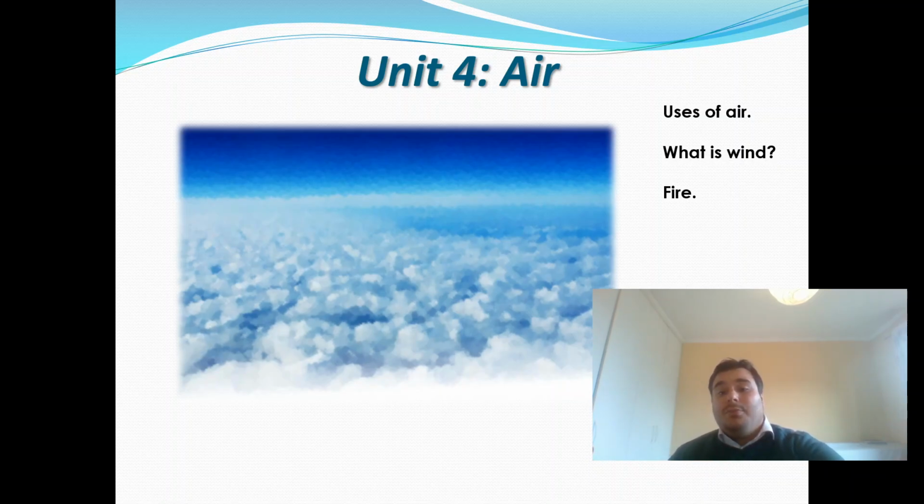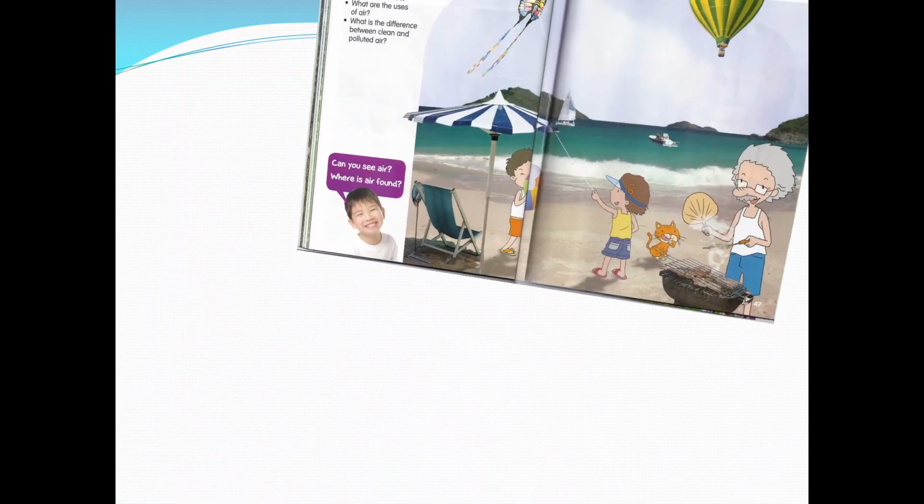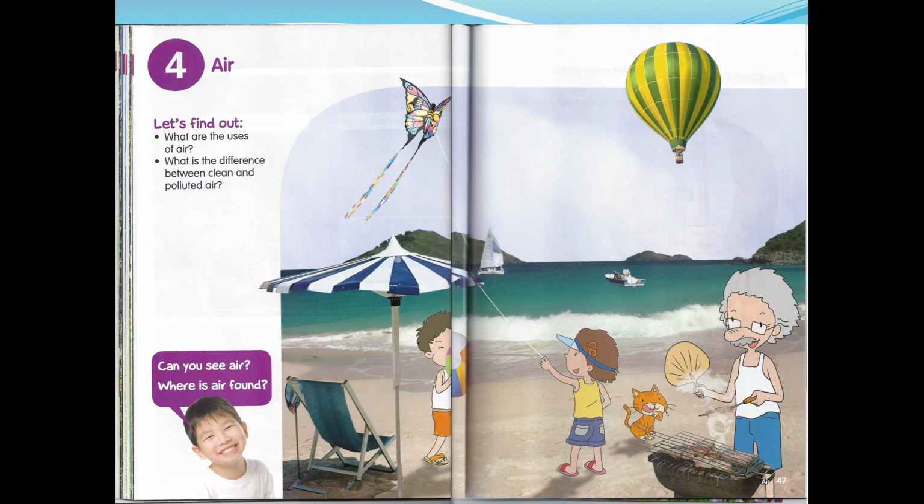So I'm going to ask you please, to open your student book on page 46 and 47. Okay, so you should be watching this. Let's start with the Let's Find Out section. Remember that these are questions that you have to think about the whole unit. So there's no need to answer today. The first one is, what are the uses of air? We're going to talk about all this class. On the next class, we can learn about what is the difference between clean and polluted air.